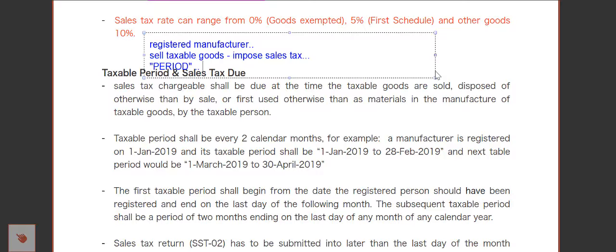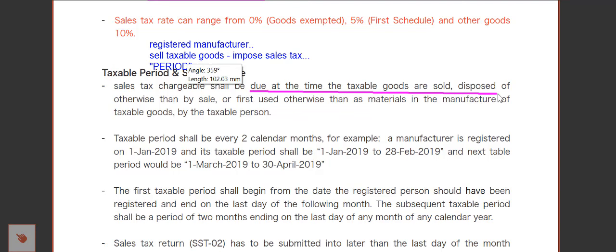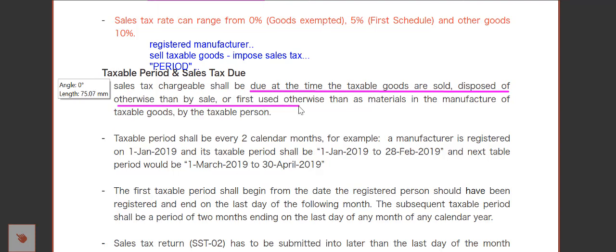Now what about sales tax? First it says that sales tax is chargeable. The sales tax chargeable will be due at the time when taxable goods are sold, disposed of otherwise than by sale, or first used otherwise than as material in the manufacture of the taxable goods by the taxable person. Now, what do you mean by use otherwise than as material in a manufacture? I'll explain this later on.